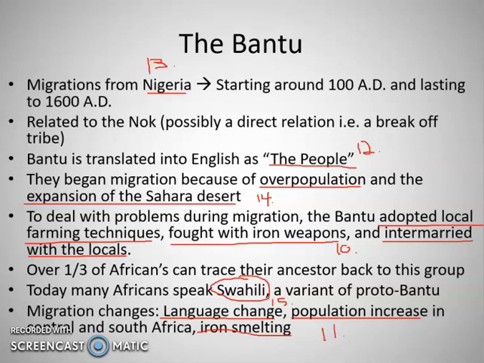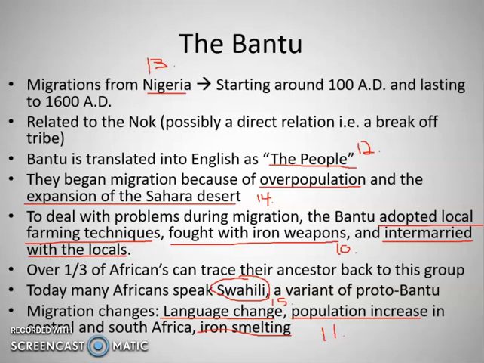They just adapted to their environment super well, and a third of Africans can trace their ancestry to this group. Now, today, the most famous of all the Bantu languages is Swahili, but there's a bunch of others. Zulu, all the different tribes, such as the Zulu and ones we're familiar with, they all come from the Bantu.